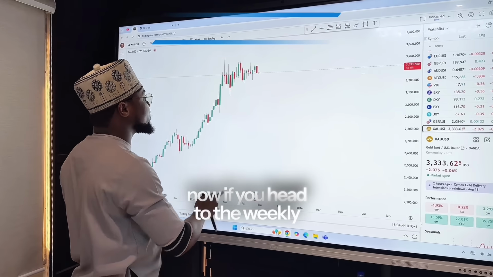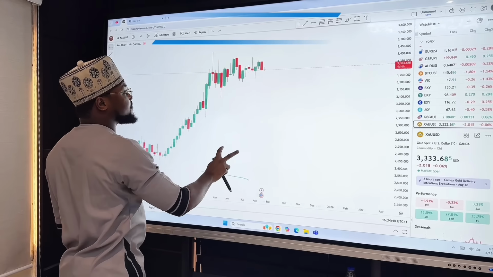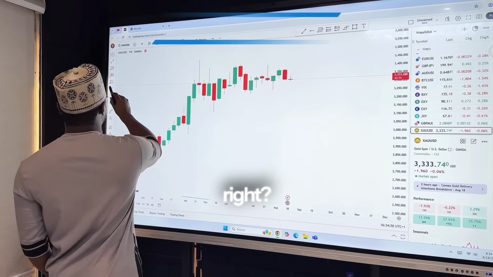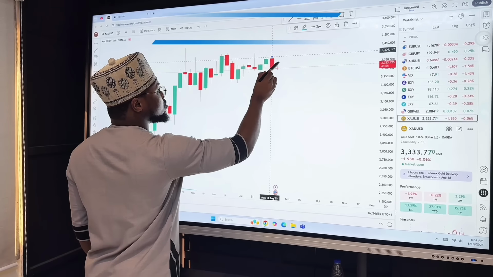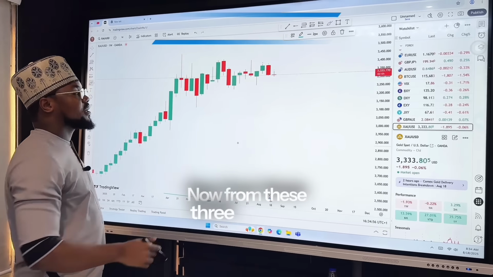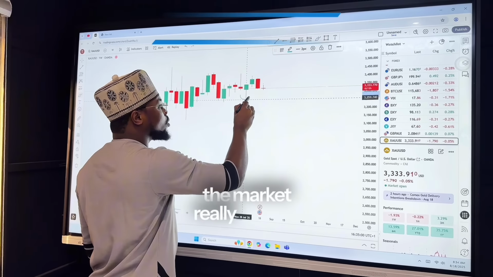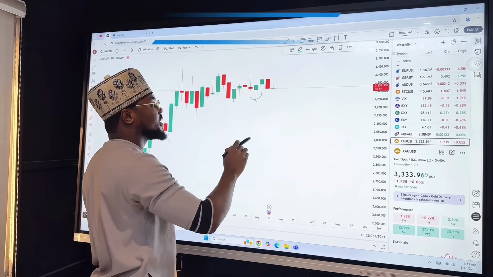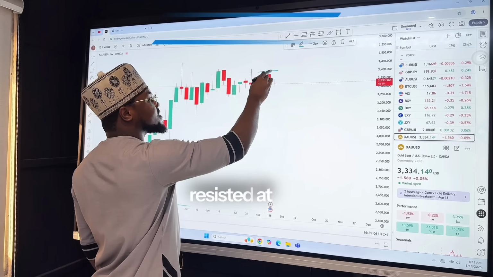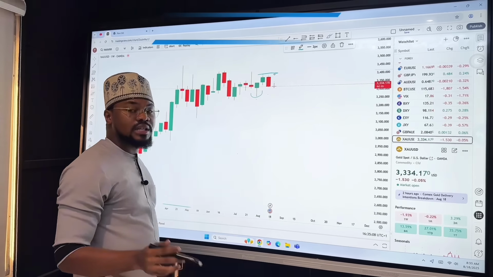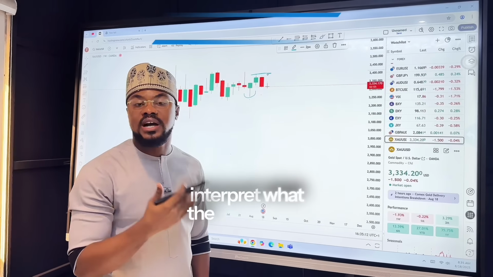Now, if you head to the weekly time frame, what's the first thing we see? Look at the first news, right? Now, if you look at the candle, from these three candles, what can you see here? You actually notice that the market really wanted to start. Then all of a sudden, what happened? The market was resisted at this point. Then the market started dropping. Now, remember, on your weekly time frame, you only just interpret what the candles are telling you.